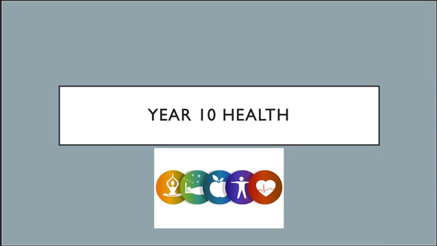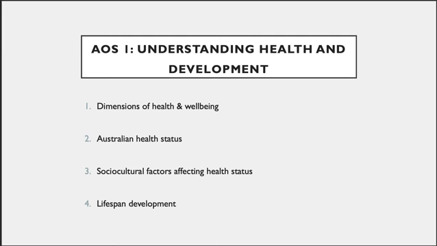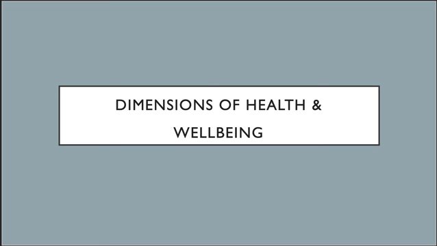So, Year 10 Health. First area of study, understanding health and human development. We'll break this down into the dimensions of health and well-being, the current health status within Australia for Australians, the socio-cultural factors that affect health status, and some lifespan development categories. So let's look into the first one, the dimensions of health and well-being. And hopefully your notes are following a very similar system of these subheading categories as we go along.